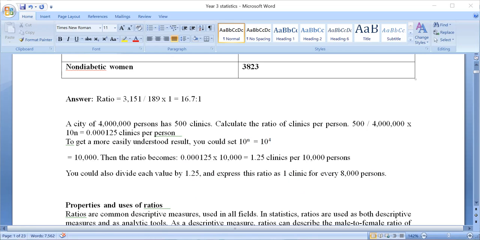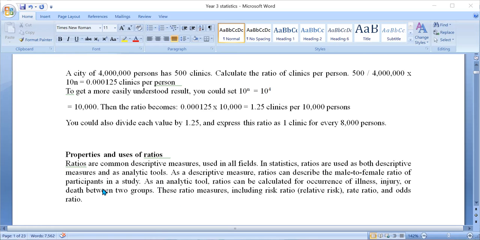So at this point, it is now understandable that in this city, one clinic serves 8,000 persons. Okay. Now let's look at properties and uses of ratio. Ratios are common descriptive measures used in all fields. In statistics, ratios are used as both descriptive measures and as analytic tools.